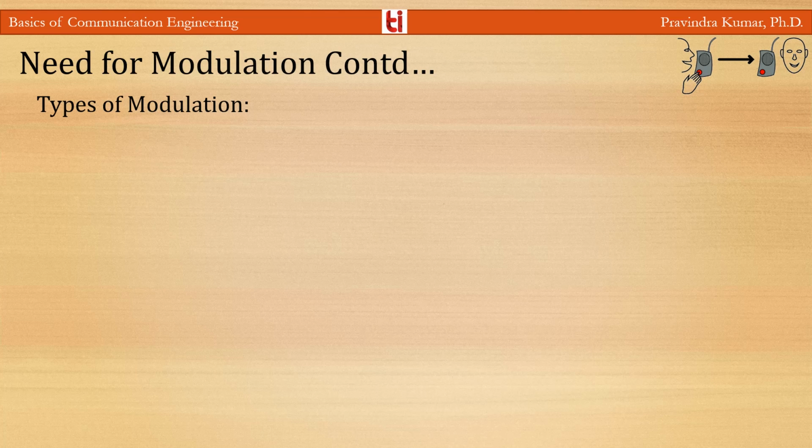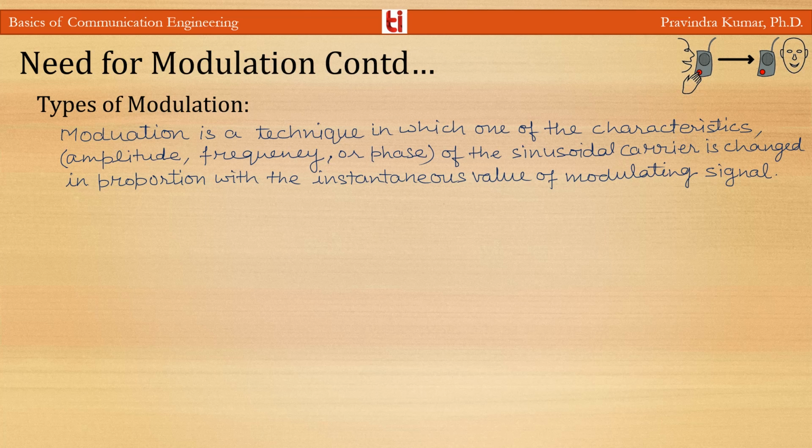Now, the types of modulation. We know modulation is a technique in which one of the characteristics, amplitude, frequency, or phase, of the sinusoidal carrier is changed in accordance with the instantaneous value of the modulating signal.